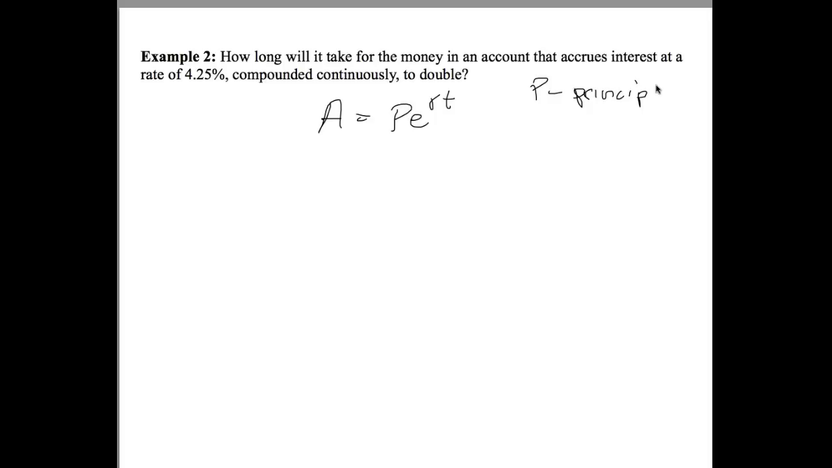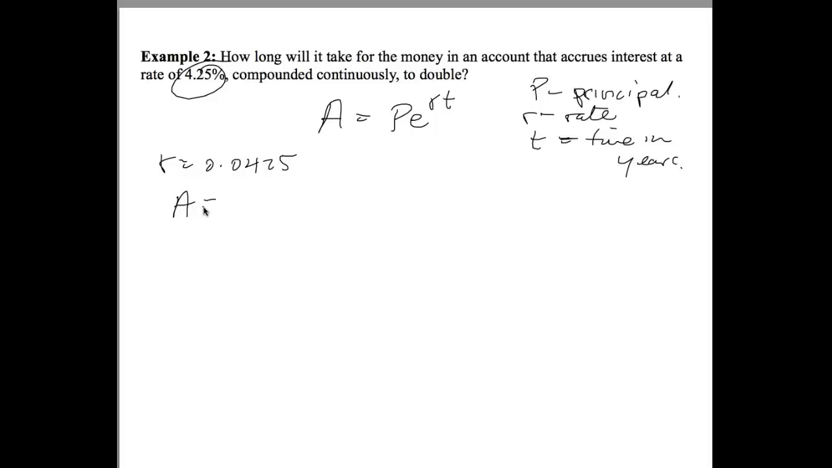Okay. All right. So now, then we have R is the rate and T is the time in years. Right, so this is our rate. So in other words, R is equal to 0.0425. All right, we want this to double. So in other words, we want A to be equal to twice P. All right, because that doubles the principal. So what we have is 2P equals Pe to the 0.0425T, and we need T.